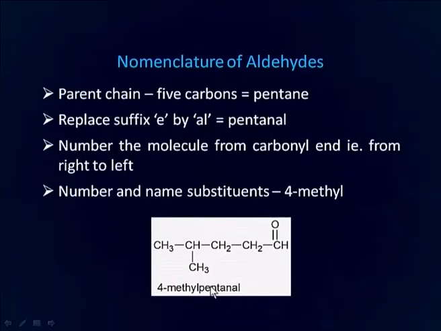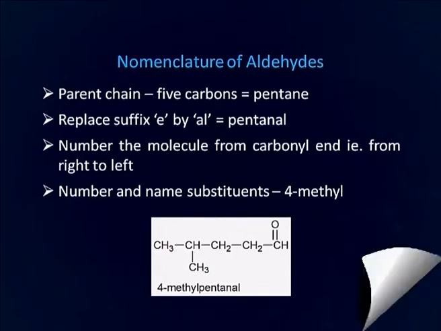Look at this example. The maximum number of carbons here is 5. So, this is a pentane derivative. Replace E of pentane by al, it becomes pentanal. Now, we will number the molecule starting from this carbonyl carbon. When we number it from here, this carbon gets number 1, 2, 3 and 4. That is why at position 4 we have a methyl group. Hence the name of the molecule becomes 4-methylpentanal.